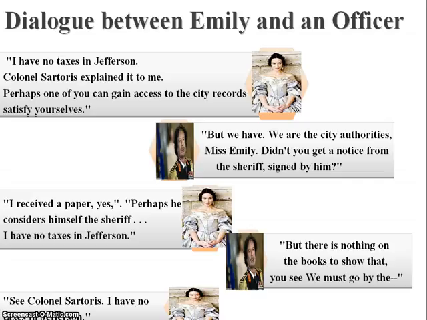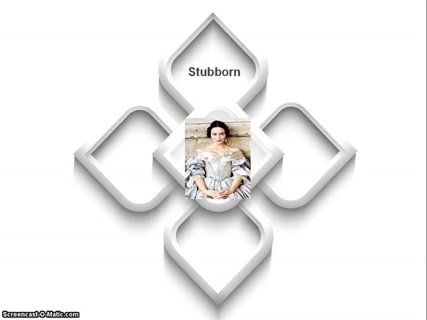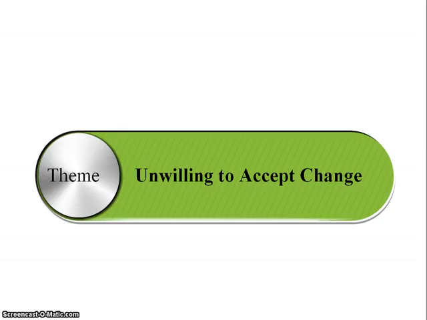From the dialogue, we can easily conclude that Emily is stubborn, self-isolated, conservative, and unrealistic. The above analysis shows us that we can identify the theme of the story, that is, unwilling to accept change.